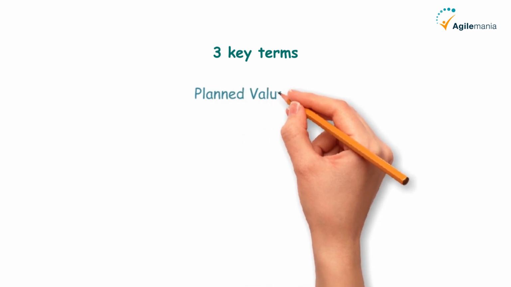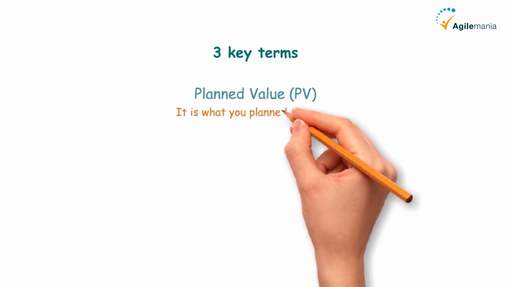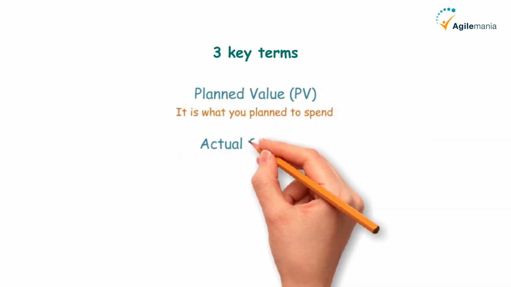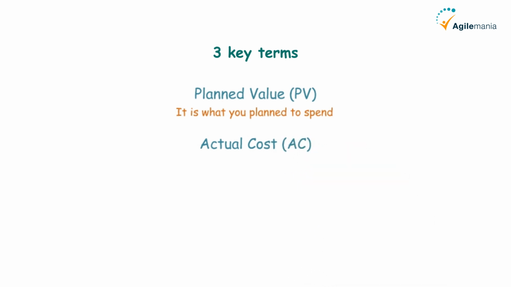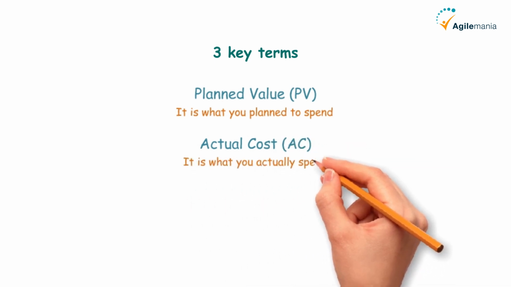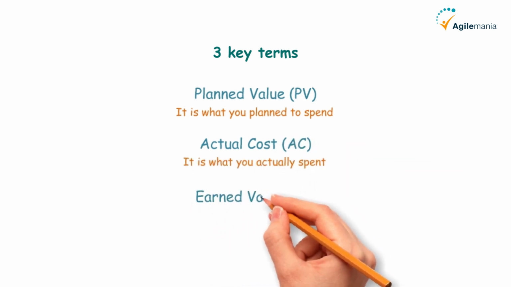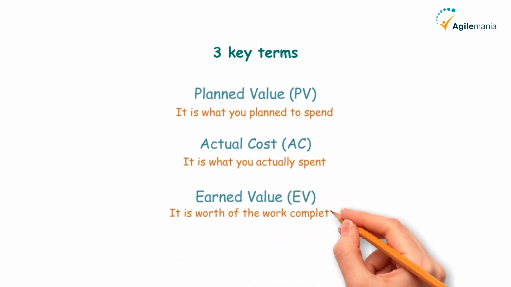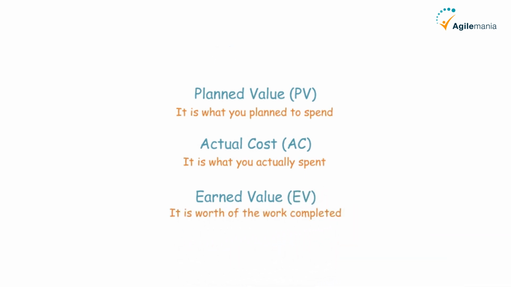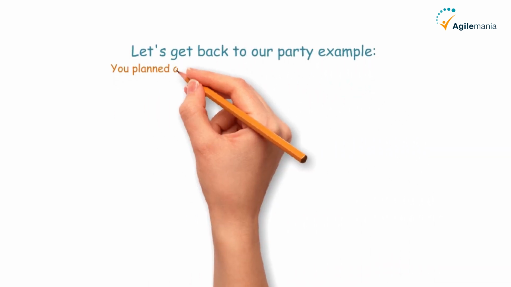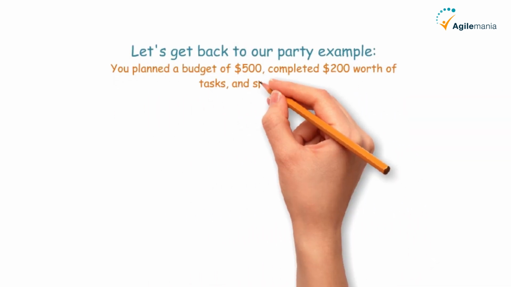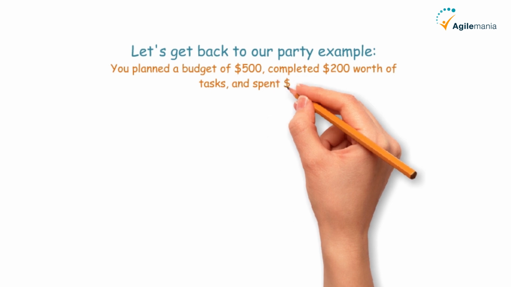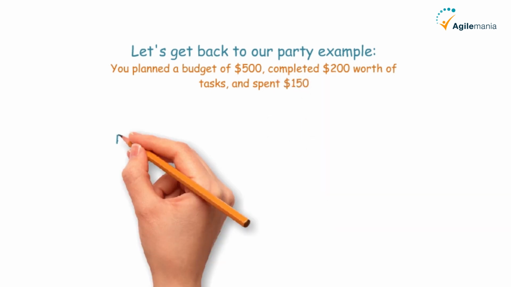First, planned value, PV. It is what you plan to spend. Second, actual cost, AC. It is what you actually spent. Third, earned value, EV. It is the worth of the work completed. Now, let's calculate earned value. Let's get back to our party example. You planned a budget of $500, completed $200 worth of tasks, and spent $150.